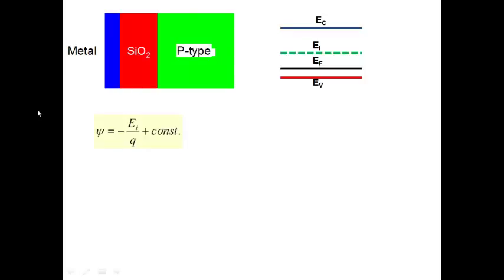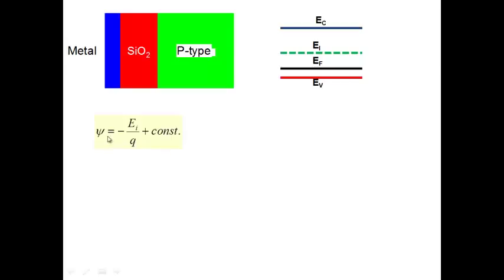Okay. So psi, we know, can be written as minus EI by Q plus constant. Potential can be defined in many different ways, in terms of intrinsic level, in terms of valence band, conduction band, E naught. These are all the same ways. The only thing that changes is your reference level. And at various times, we choose different reference levels for convenience sake.